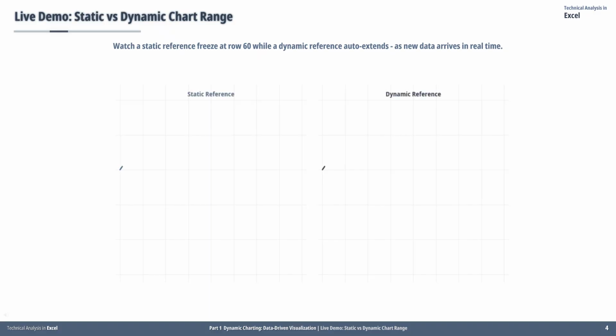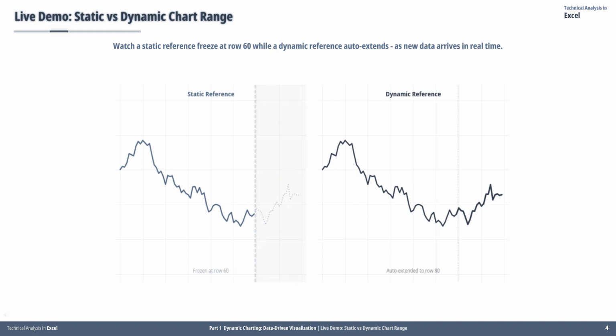What you are watching is a 30-second demonstration of the exact problem and solution we just described. Both charts start with the same 60 data points from column B. At this stage, they look completely identical because they are reading the same data. Then 20 new rows of data arrive. Watch the left chart. The line stops at row 60.